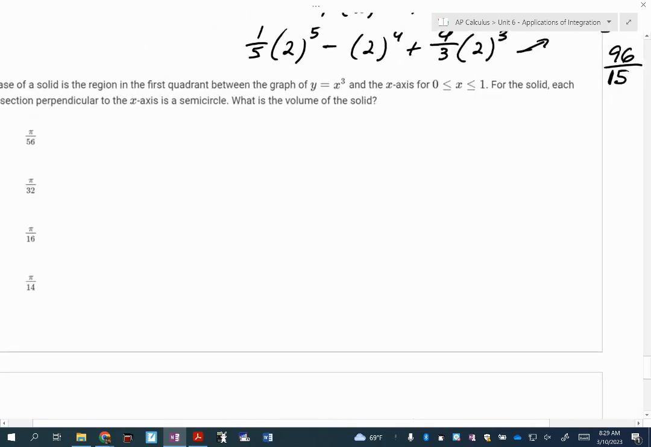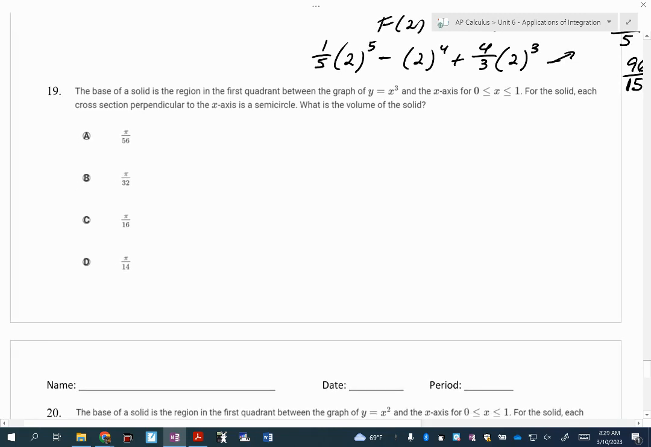All right, 19. We have the base of a solid is the region in the first quadrant. So we'll graph the first quadrant again, and we're doing 0 and 1. All right, let's plot it first. So y equals x cubed, so 0 cubed is 0, 1 cubed is 1, so it looks like this. Hopefully you remember how to graph this from your days in algebra.